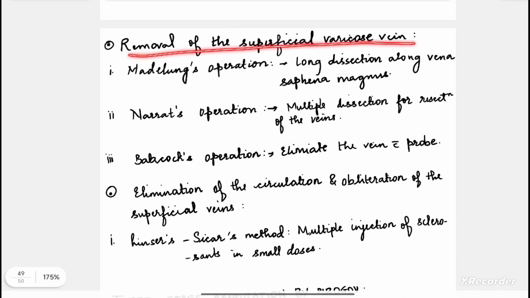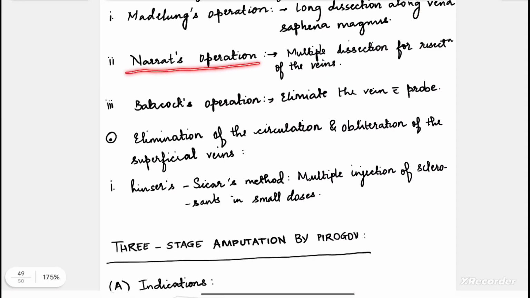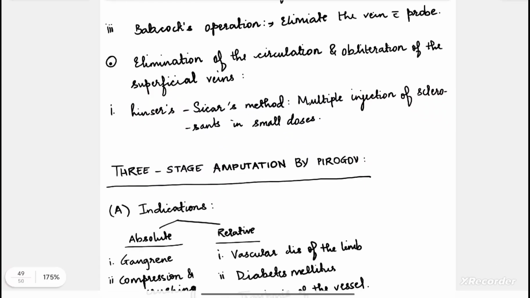Removal of the superficial varicose vein by Madelung's operation. Long dissection along the vena saphena magna is done. Narath's operation: multiple dissections for resection of the vein are done. Babcock's operation: eliminate the vein with the probe. Elimination of the circulation and obliteration of the superficial vein. First is Linser's-Sykars method: multiple injections of sclerosants in small doses.